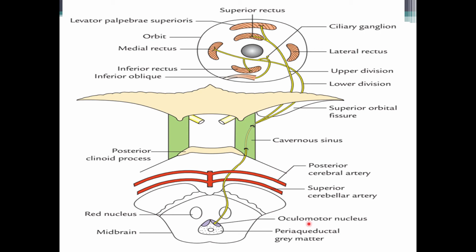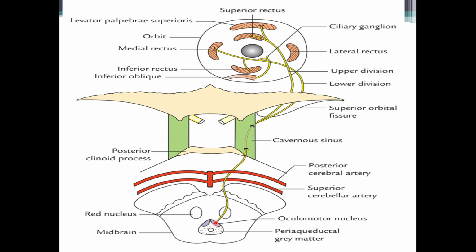So this is the oculomotor nerve nucleus, which is situated in the ventromedial part of the periaqueductal gray matter. This is the periaqueductal gray matter, this is the central canal, and this is the midbrain at the level of the superior colliculus. So the oculomotor nerve arises at the level of which? The superior colliculus. So this is the oculomotor nucleus, lying ventromedially to the periaqueductal gray matter.